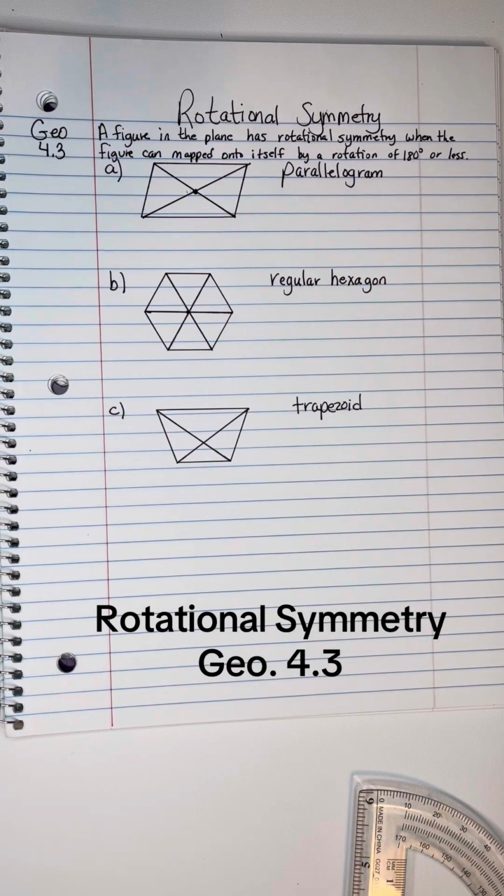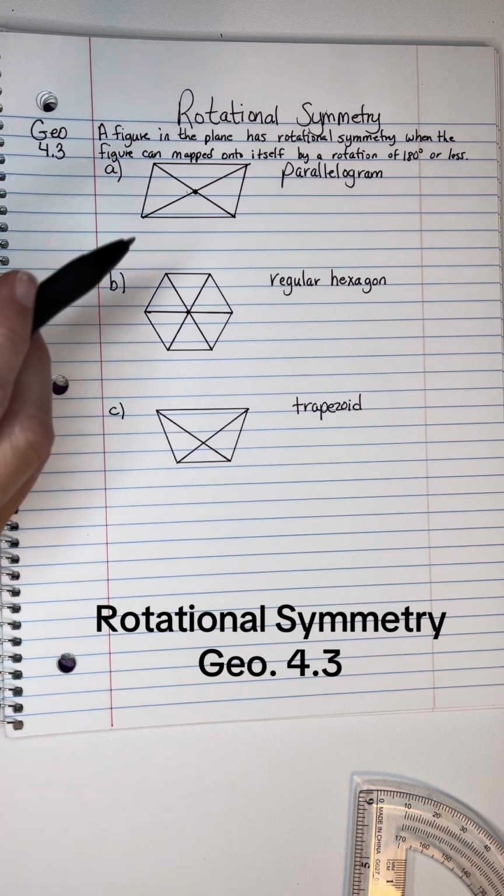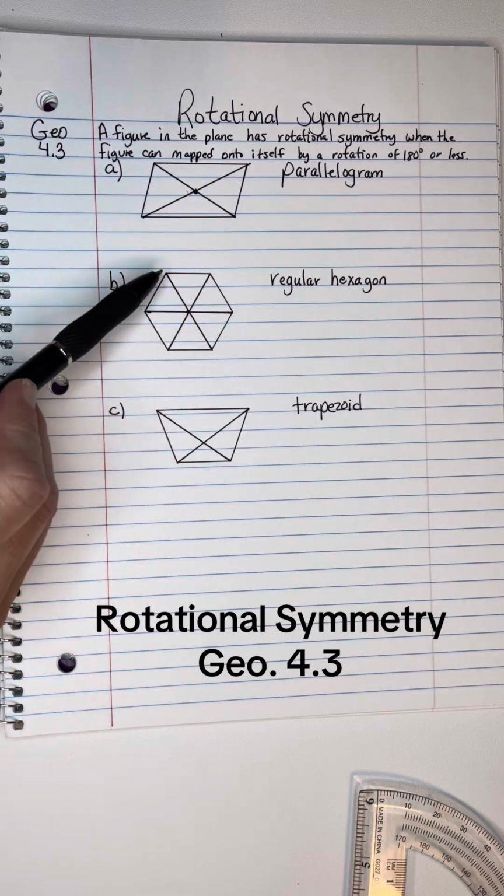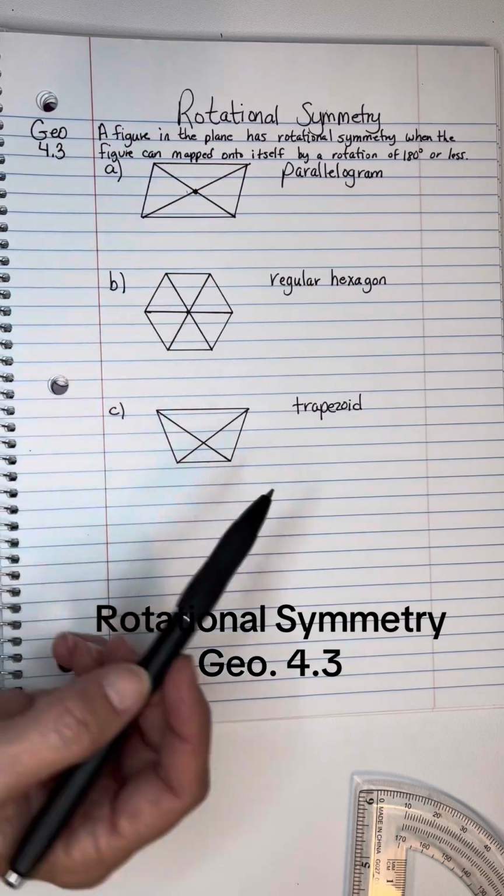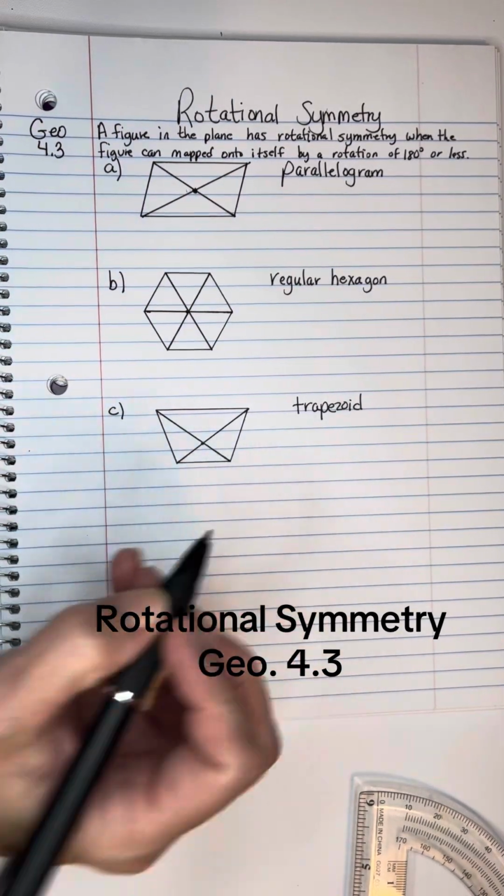A figure in a plane has rotational symmetry when the figure can be mapped onto itself by a rotation of 180 degrees or less about the center of the figure. And that center of the figure would be called the center of symmetry. If you make the diagonals, you can find the center of symmetry. So these points right here.